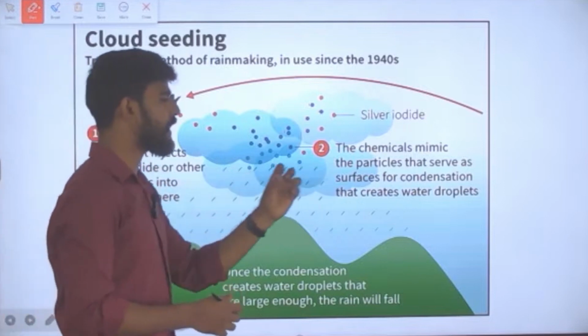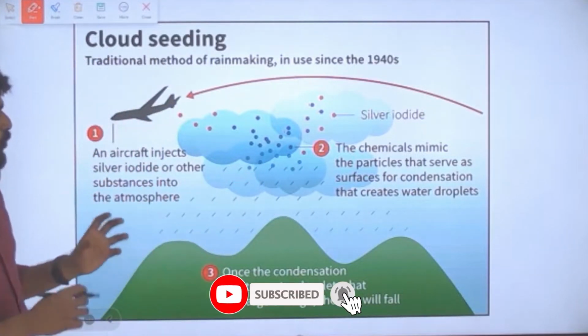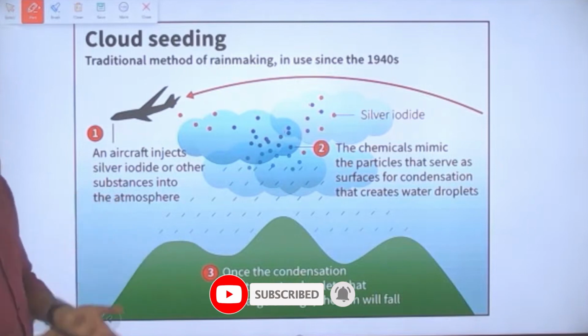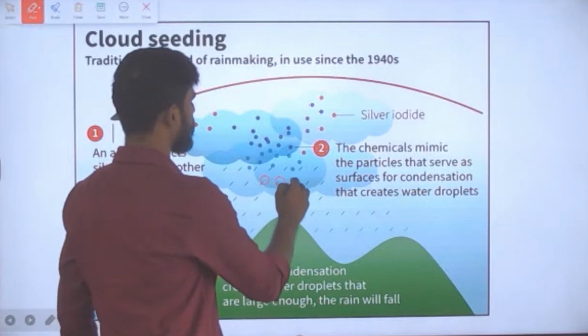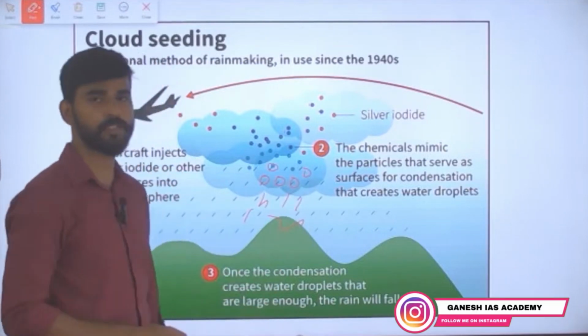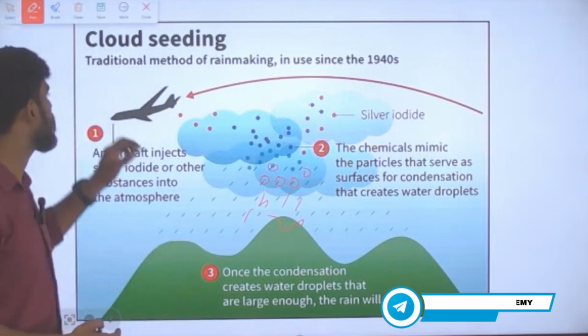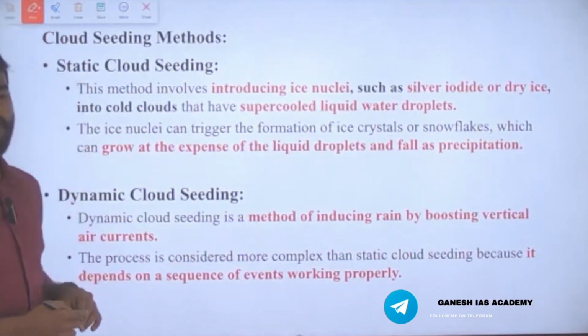Okay, so they will attract those water droplets, and once the condensation creates water droplets that are large enough, then rainfall happens. Okay, so when large rain droplets form, then surely precipitation will happen. So this is how cloud seeding works. Next are the three methods of cloud seeding.